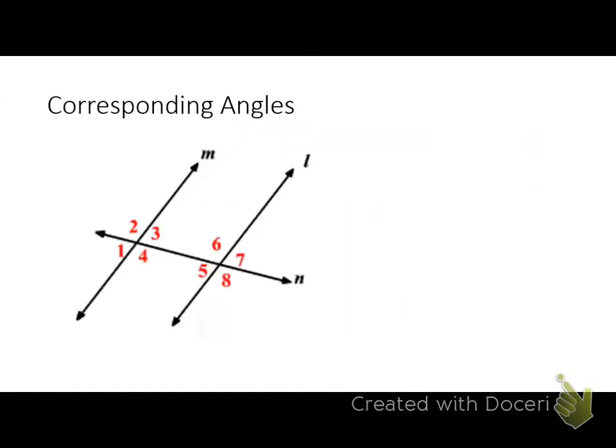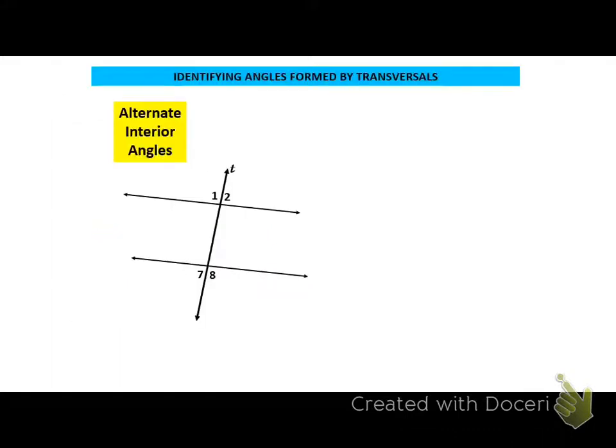So again, I show you this picture where our transversal is just sideways instead of up and down. So let's talk about 1. What would 1 be corresponding with? 1 and 5, 2 and 6, 7 and 3, and then 8 and 4. Good. Our next one is called alternate interior angles.